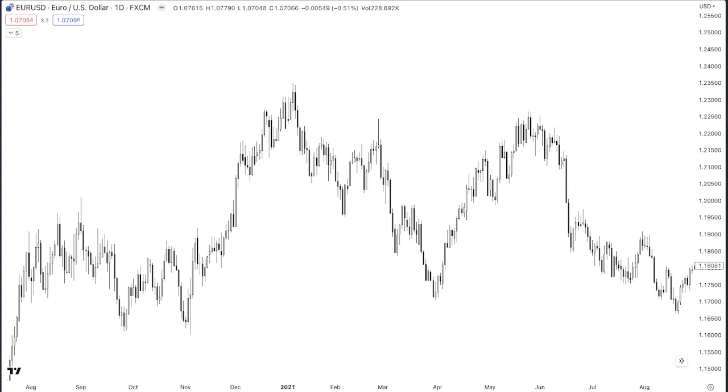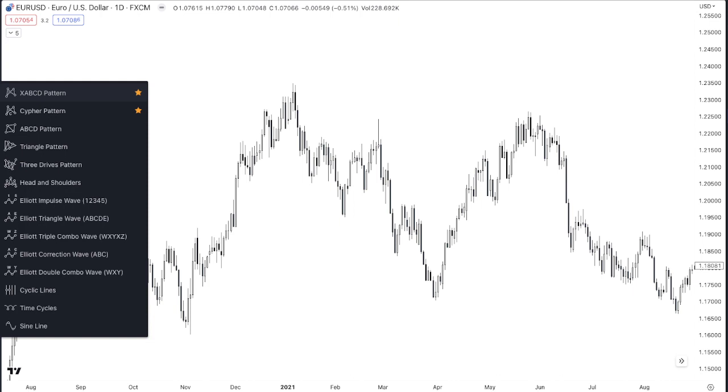So when you open up TradingView, if you go on the right side, I have it kind of cut off here, but under the little text box tool, there should be one for patterns where you have this XABCD tool and the Cypher tool. I have these favorited because these are the two tools that I use for marking up my harmonics.